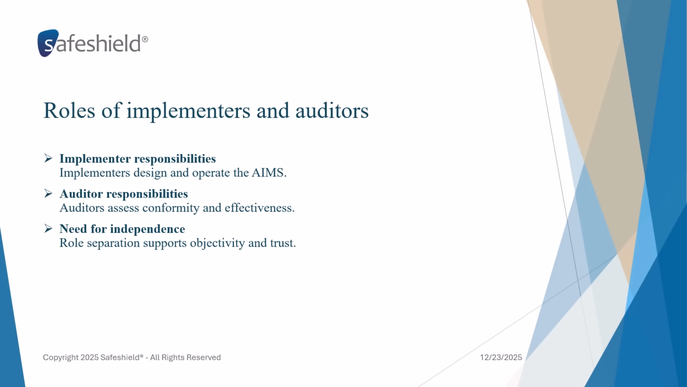Auditors will assess role separation, competence, and objectivity. Weak separation, conflicts of interest, or lack of competence undermine audit credibility. ISO 42001 reinforces the importance of independence and professionalism in assurance activities. Clear role definition supports trust, accountability, and continuous improvement within the AIMS.